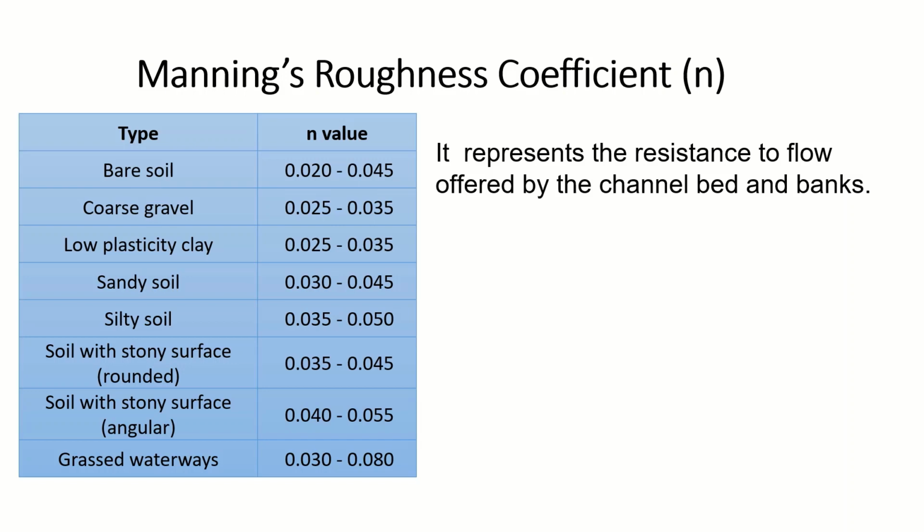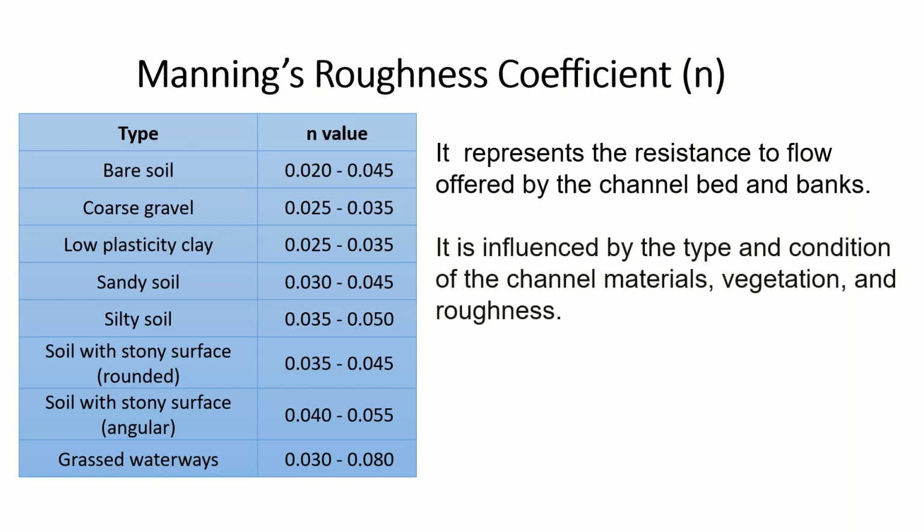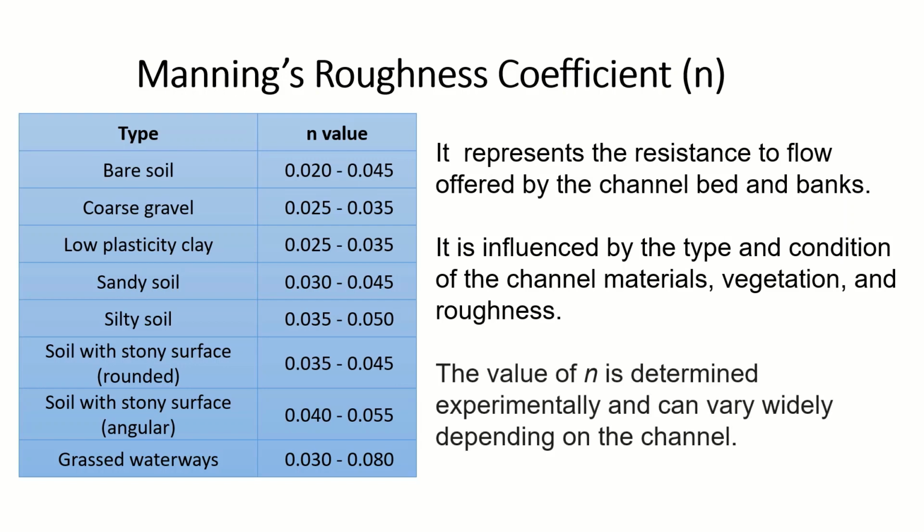or beyond that. So roughness represents the resistance to flow offered by the channel bed and the banks. It is influenced by the type and condition of the channel materials, vegetation and roughness. So these values have been determined experimentally and they will vary from channel to channel. However, depending on the type of channel that you have constructed, you can pick the n values from this table.